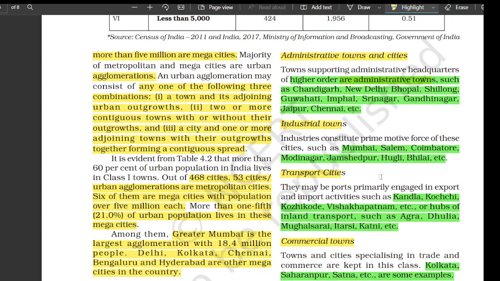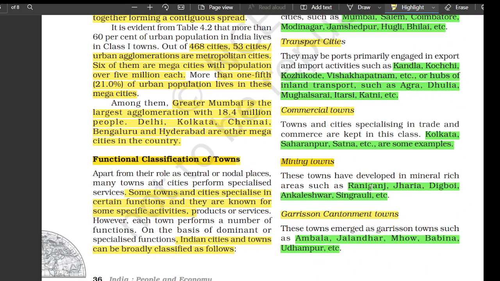Transport cities. They may be ports primarily engaged in export and import activities such as Kandla, Kochi, Kozhikode, Vishakhapatnam, etc., or hubs of inland transport such as Agra, Dhulia, Mughal Sarai, Itarsi, Katni, etc. Commercial towns. Towns and cities specializing in trade and commerce are kept in this class. Kolkata, Saharanpur, Satna, etc. are some examples.